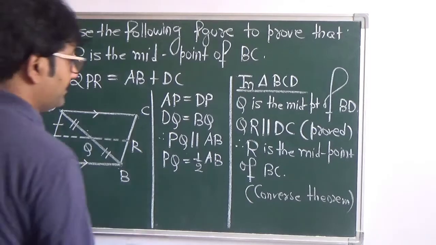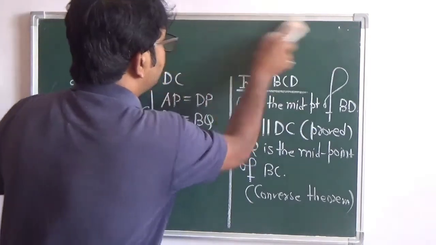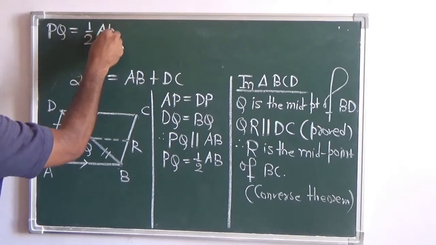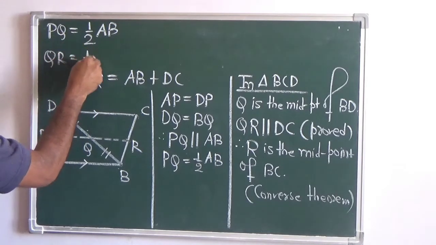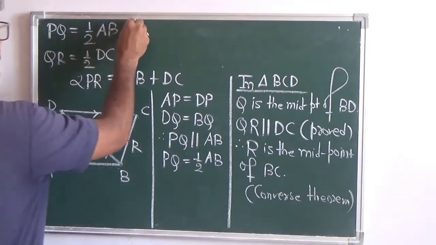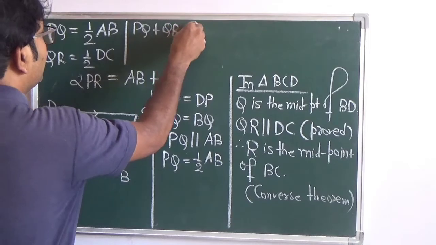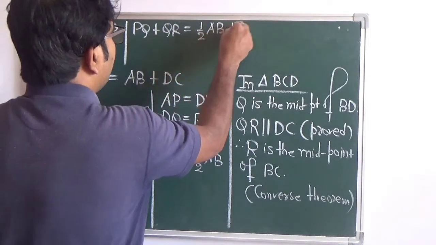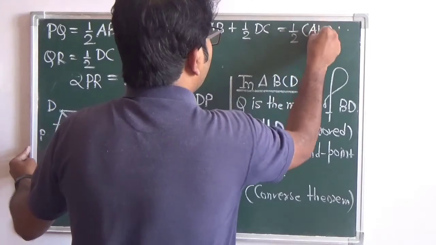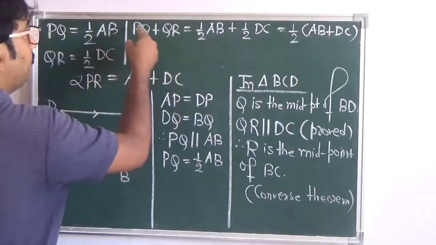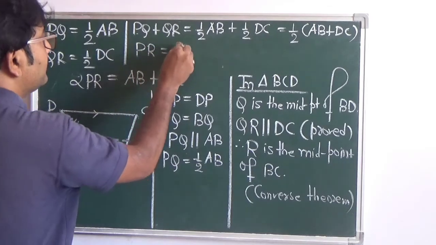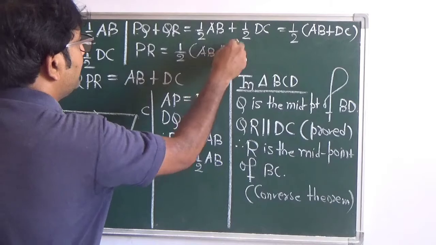Now we can write here PQ is half of AB and QR is half of DC. So what we can do? We add these two, PQ plus QR. Adding this, PQ plus QR is half of AB plus half of DC. So this we can write half of AB plus DC if you take half common. Now PQ plus QR is PR. So PR is equals to half of AB plus DC.